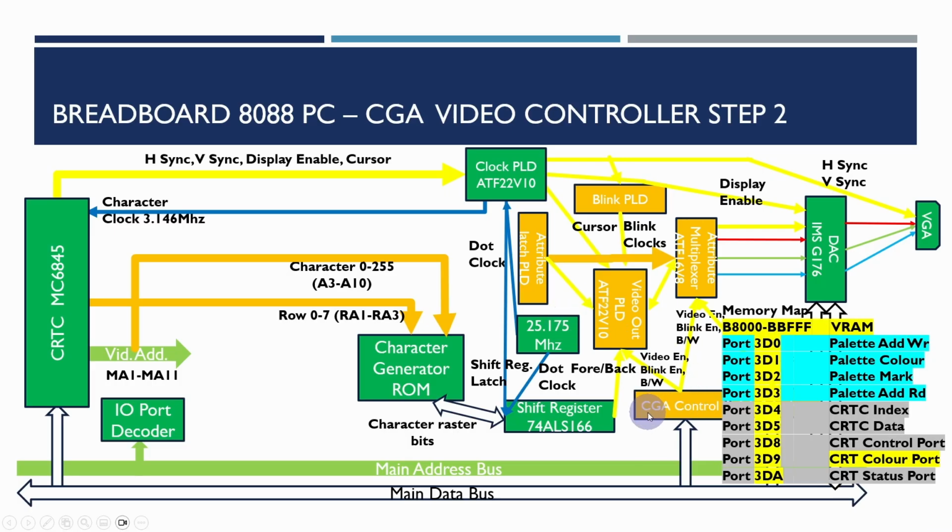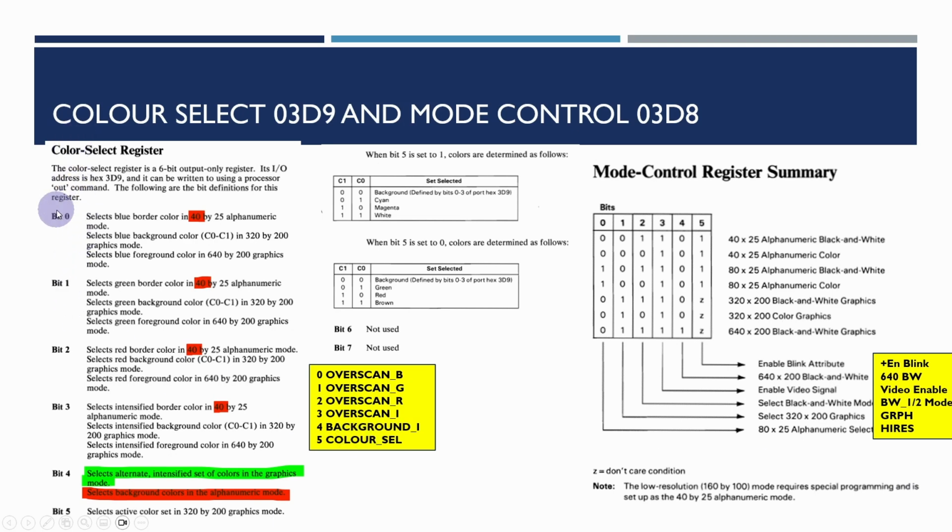What we need to look at first of all is the mode control port and the color register. The color select register has 6 bits, and there are some inaccuracies in the documentation from IBM. The blue border for 40 by 25 alphanumeric mode applies for all text modes, whether it be 40 or 80 column mode, it doesn't make any difference. And also bit 4, which is known as background intensity, in fact doesn't affect the background in alphanumeric mode at all. It's only really the intensity for foreground colors in graphics. So really this would have been better named graphics intensity, which would probably be more accurate.